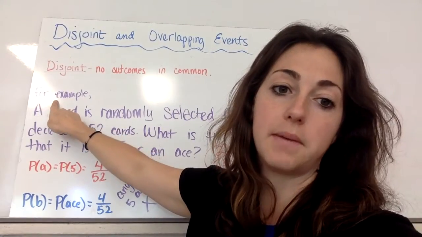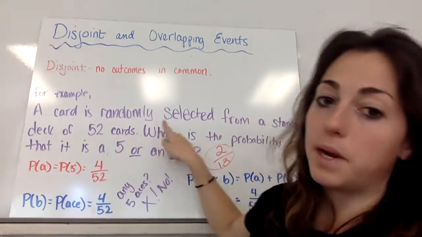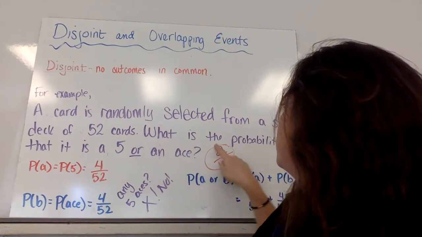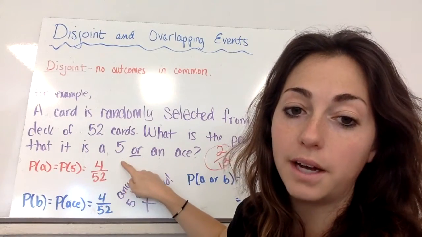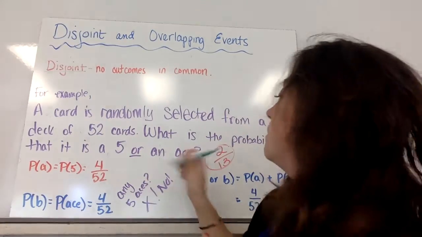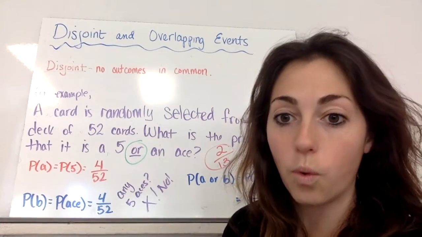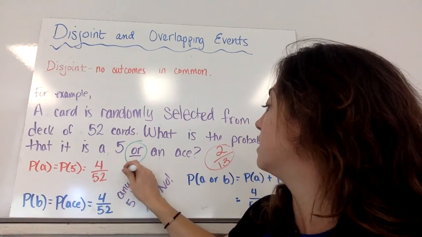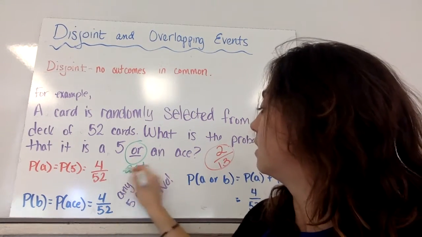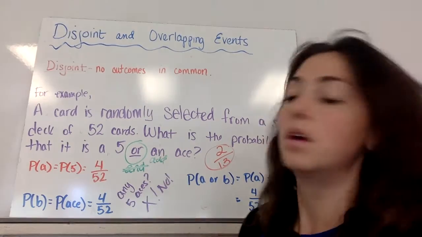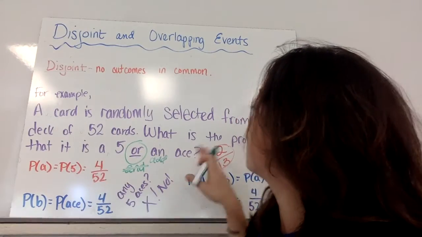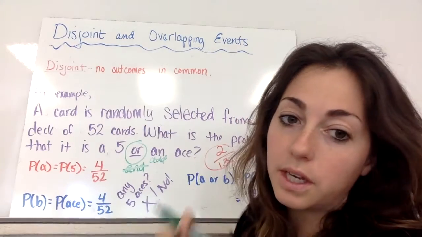For example, a card is randomly selected from a standard deck of 52 cards. What is the probability that it is a 5 or an ace? That word "or" immediately triggers an or problem, which means we add, not an and. So first, think about it: disjoint events means there's nothing in common.